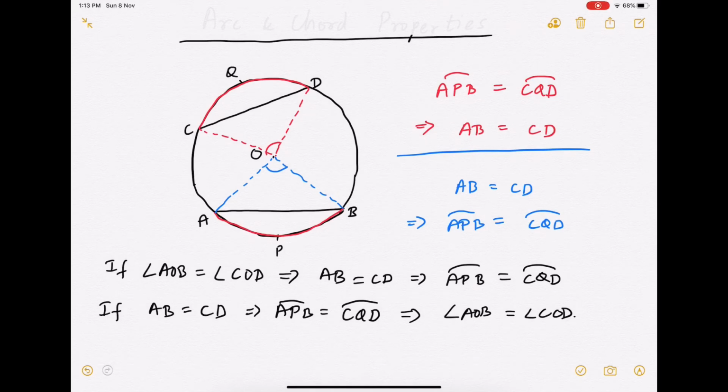These properties of arcs and chords can be easily proved using the concept of congruent triangles. Also, these properties are valid if we had two separate circles but with the same radius. So essentially, if we have two equal circles, then these properties are still valid. Now, an extension to these properties is that it's not just about being equal. The length of the arcs and chords and the angle subtended at the center are proportional.